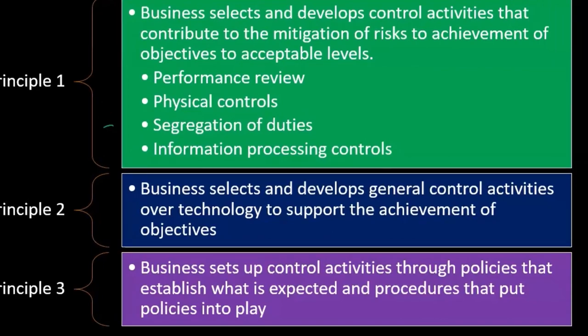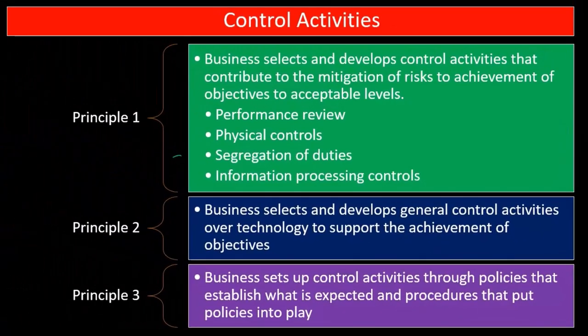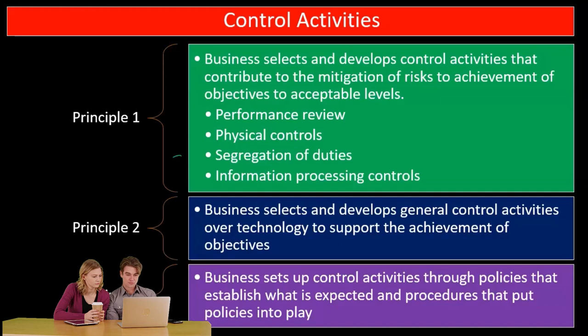Principle number three, business sets up control activities through policies that establish what is expected and procedures that put policies into play. So obviously, once we implement this information, we're going to actually put into play the policies and the procedures as we set this thing up. So we're imagining, of course, we set up the controls. Now we're in the part of the control system where we have to actually implement and put those controls into place, which involves us setting up the policies and procedures and implementing those policies and procedures.